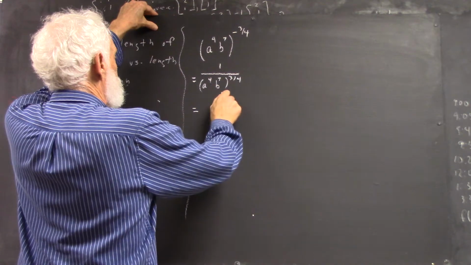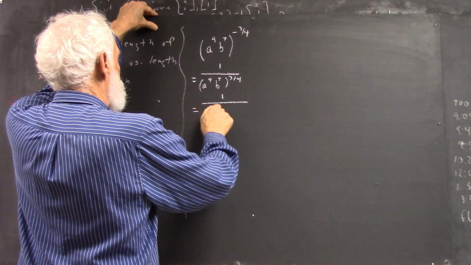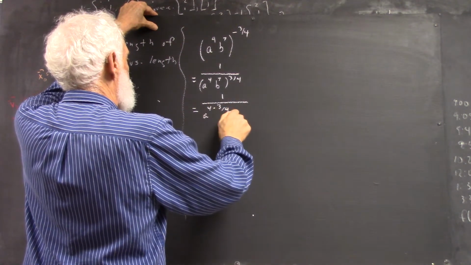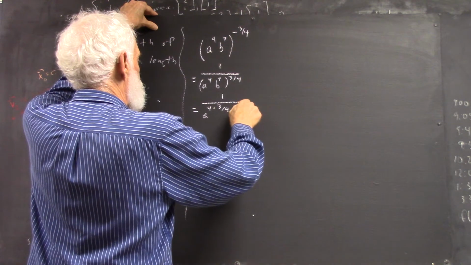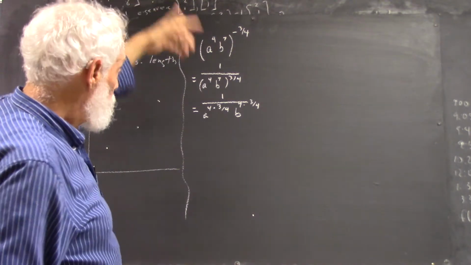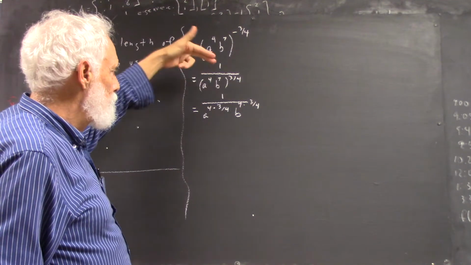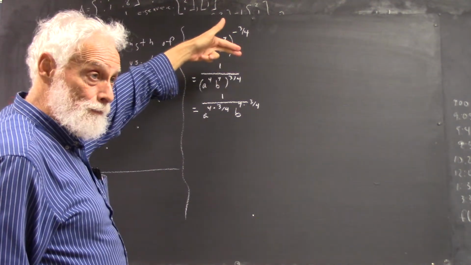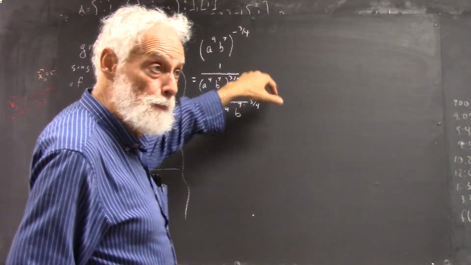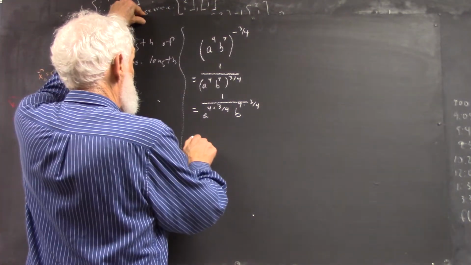Well, then I'm going to write it this way. That means 1 over a raised to the 4 times 3/4 times b raised to the 7 times 3/4. Because I'm applying the rule that says, you know, this to a power times this to a power raised to another power is this one to the product of the powers times this one to the product of the powers, right? Right. And you know what that rule is, and you've applied it many times.